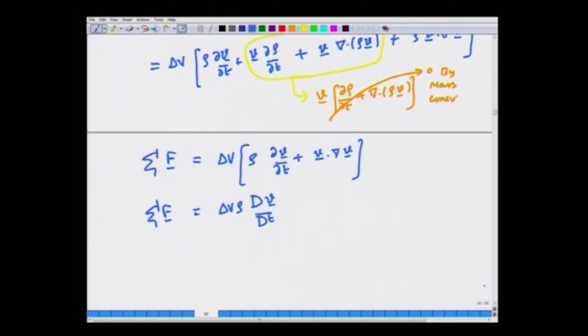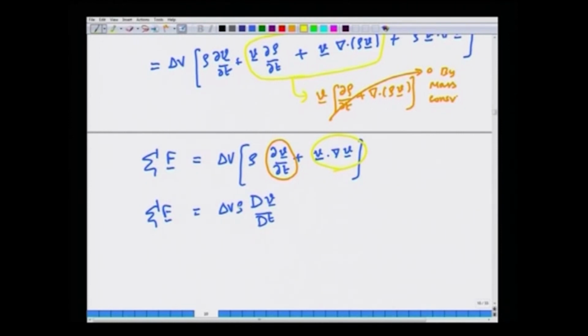Okay. So, this is the local acceleration, as we have seen several times. This is the convective acceleration. Combined together you get the substantial derivative, that is the total acceleration of the fluid particle.